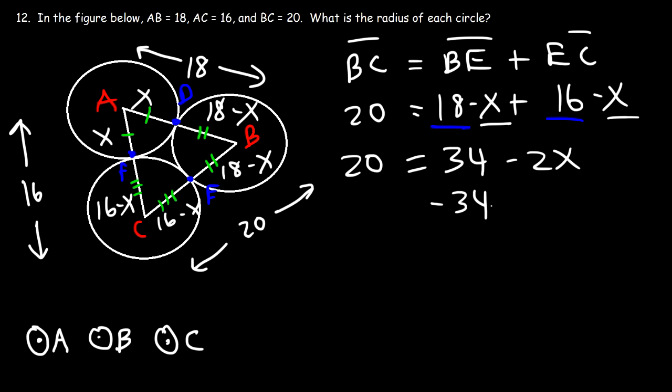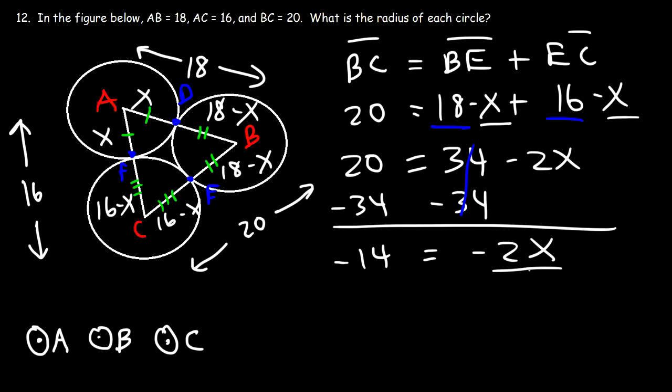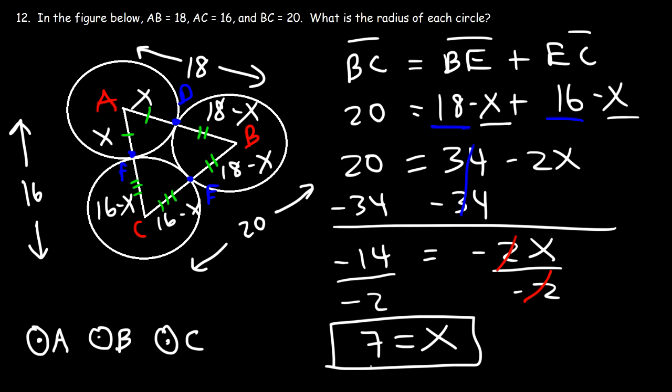Now let's subtract both sides by 34. And so 20 minus 34 is negative 14. So that's equal to negative 2X. Now let's divide both sides by negative 2. And so negative 14 divided by negative 2 is 7. So X is equal to 7.